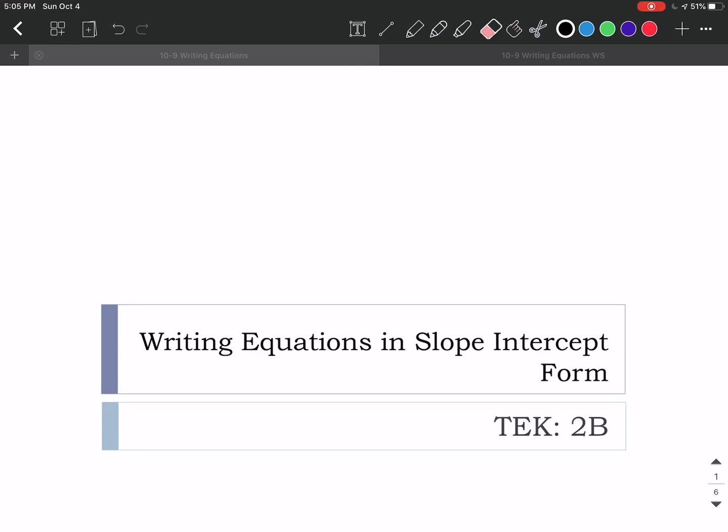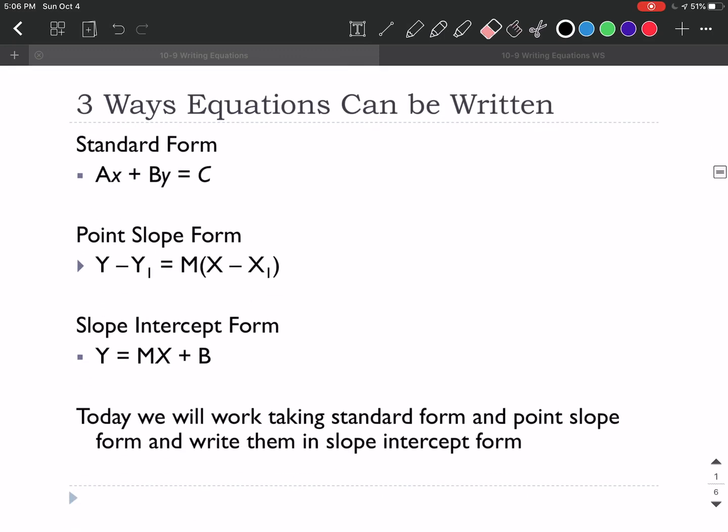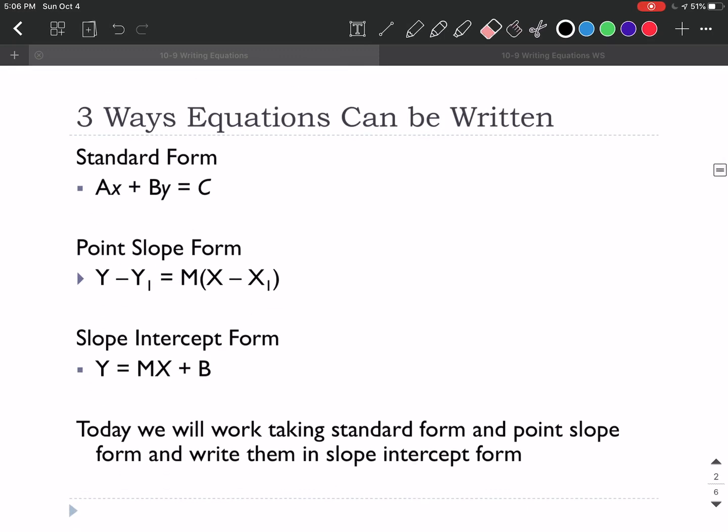Today we're going to look at writing equations in slope-intercept form. So first things first, we need to know what type of forms we have. There's three different ways they can be written. One of them is standard form, which is ax plus by equals c.